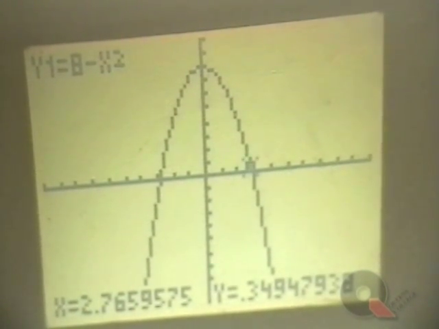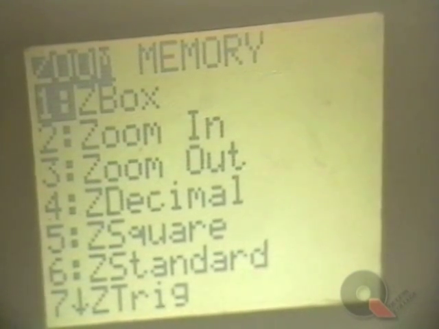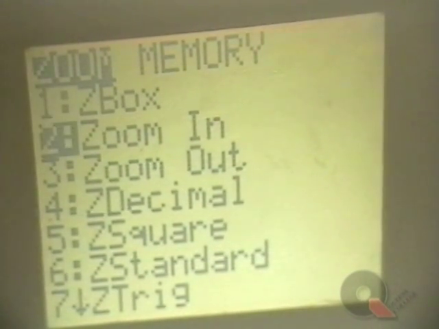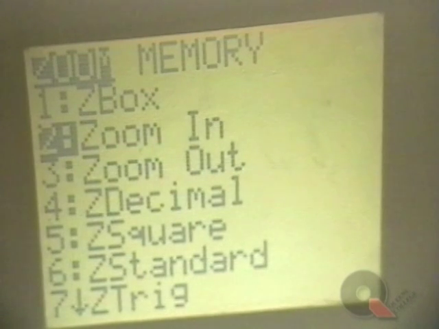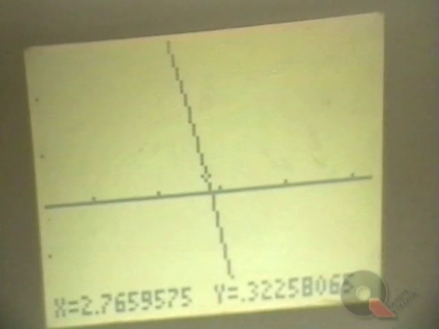Okay. I would like to get a better, more accurate picture of what's going on here. So what I can do is hit the zoom button. And you see where it says zoom in. I can go down to 2 for zoom in. I want to zoom in the picture here and hit enter once and hit enter again. And it's going to blow up.